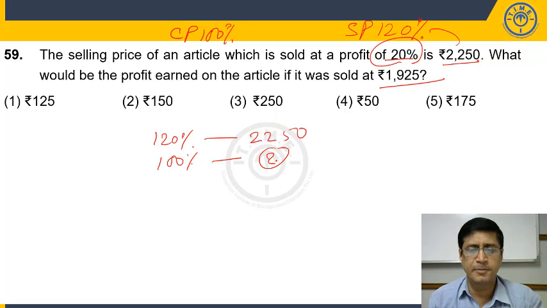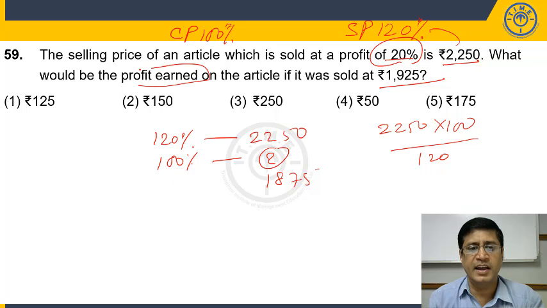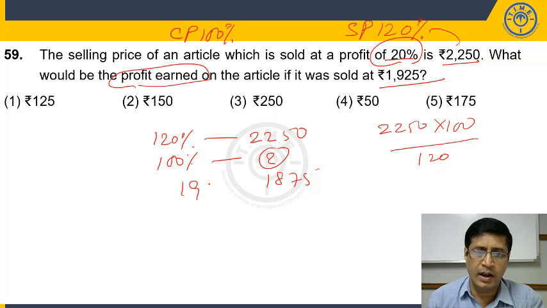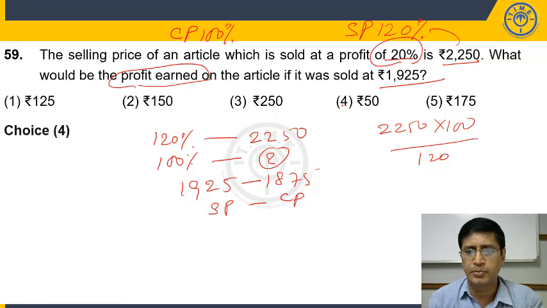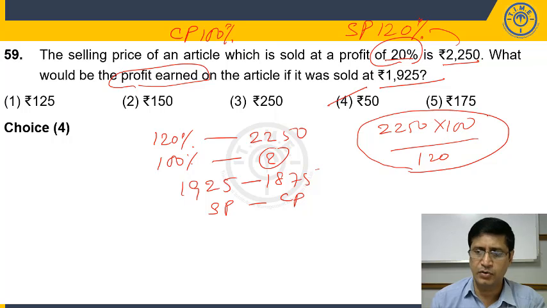Just simplify this. What is the cancellation? 2250 into 100 by 120. Solving this, you will get 1875. Now, what would be the profit earned when sold for 1925? So this is the cost price, and this is the selling price. The difference of these two is the answer. So what is the right choice? Option number 4, that is 50 rupees. Simplify, you will get 1875. Of course, 5 times 20 and 6 times 20. Simplify, 6 it goes. Okay.